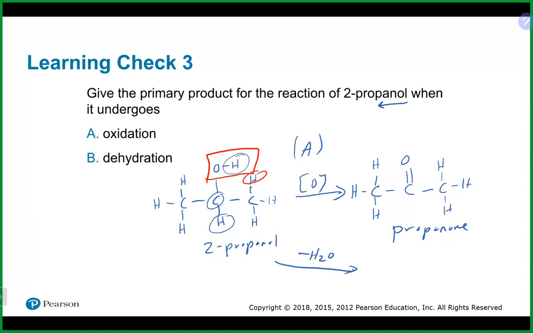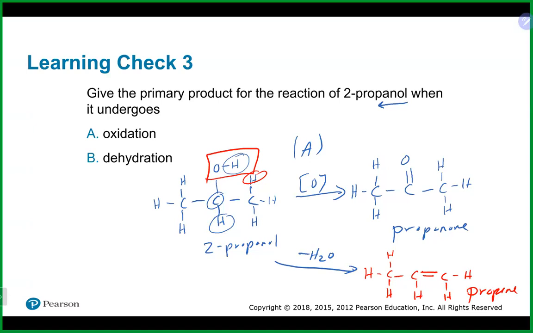And that means that we will end up with this. And obviously where we remove water, we will then need to put a double bond in its location. Obviously we go from 2-propanol in that case to propene, ENE, an alkene, right? Double bond action happening there. Any question on those two reactions?